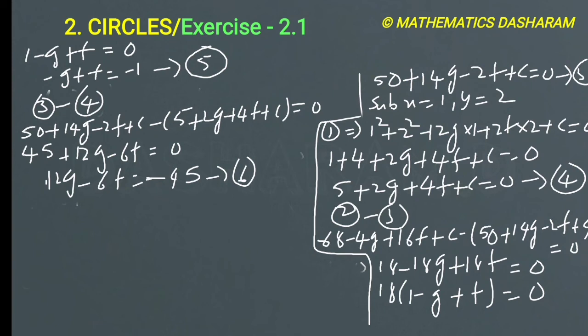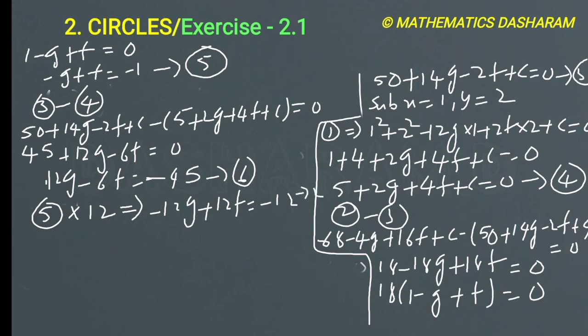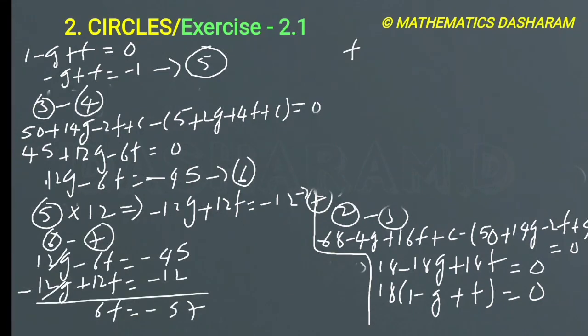To cancel the variable g in equation 5 and equation 6, I am multiplying equation 5 with 12, because your g coefficient is 12. So then what will happen? Minus 12g plus 12f equals minus 12. So now it is equation number 7. Now equation 6 minus equation 7. So f equals minus 57 divided by 6. So it is equal to minus 19 divided by 2.